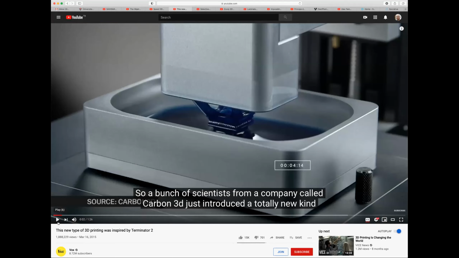There's another system very similar to the previous one. This is much more professional, much faster. Again, they are using a light engine or a projector underneath. This was actually inspired from Terminator 2, but the fundamentals are the same. The main difference is that it's much faster.